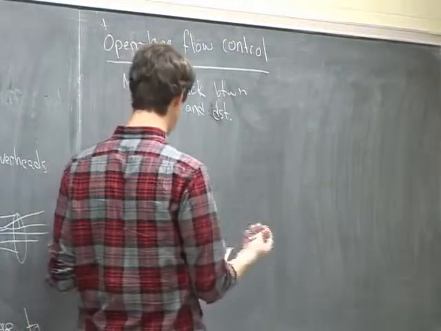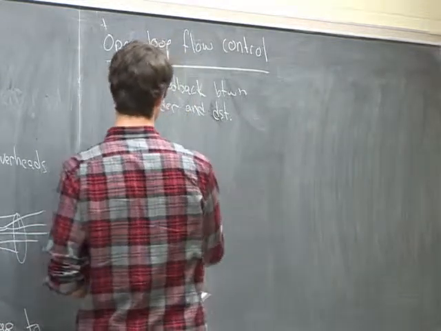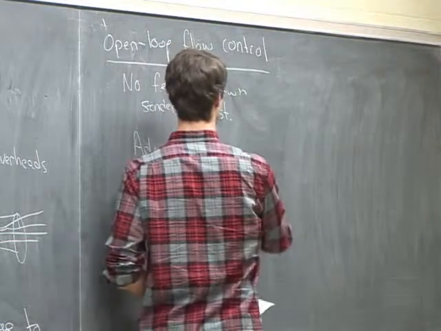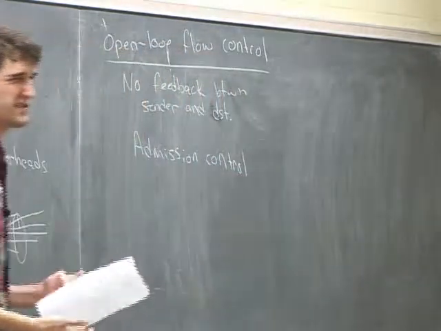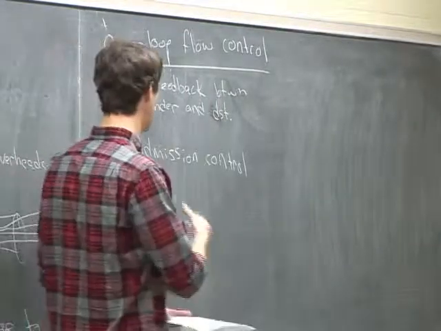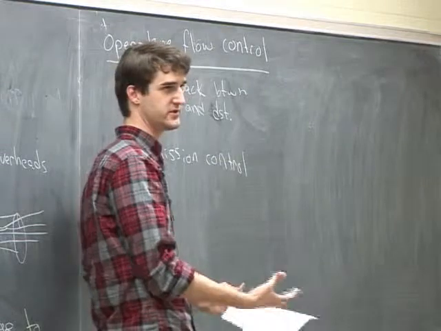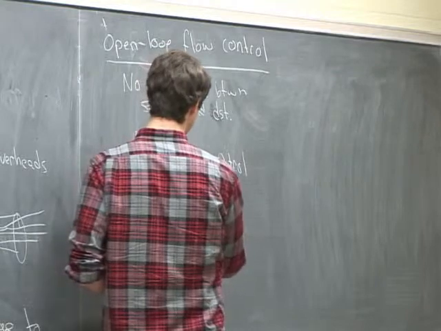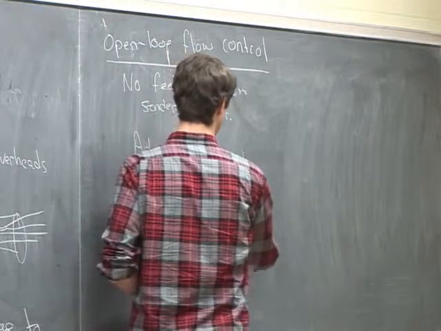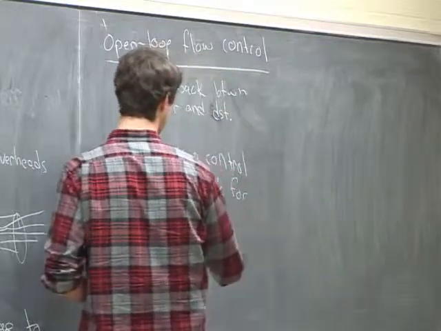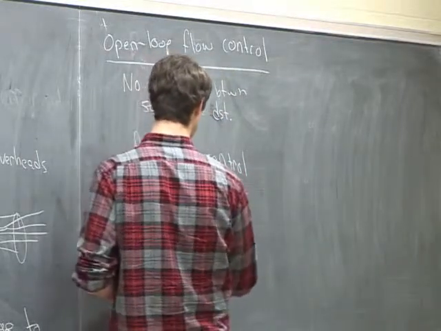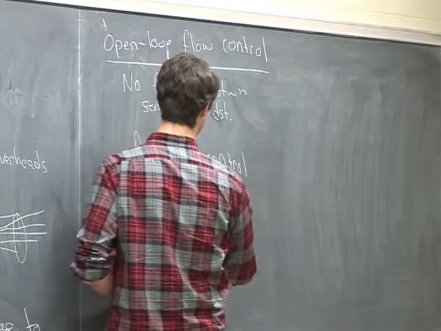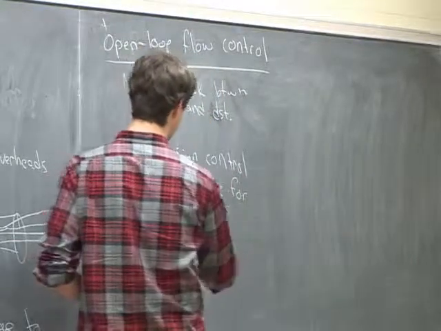Now, the only way you can do this is with what's called admission control. This is a scheme where you only allow users in who you know you have enough resources to fulfill their needs. All right, so what happens here is that a user asks for certain requirements, and this is called a descriptor.